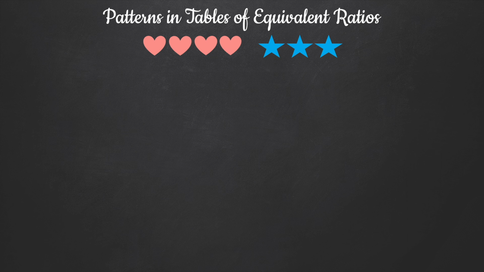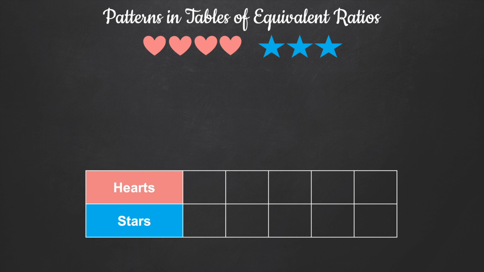To get us started, here we have a ratio of 4 hearts to 3 stars. And when we make our table, we're going to label it with the two things we're talking about. So in this case, it's going to be hearts and stars. And our ratio in this case is 4 hearts to 3 stars. So we're going to write down our original ratio here.